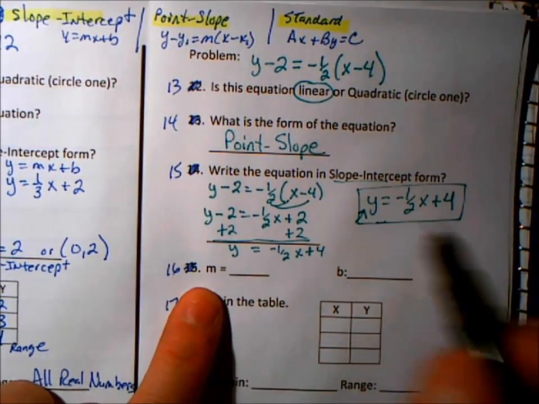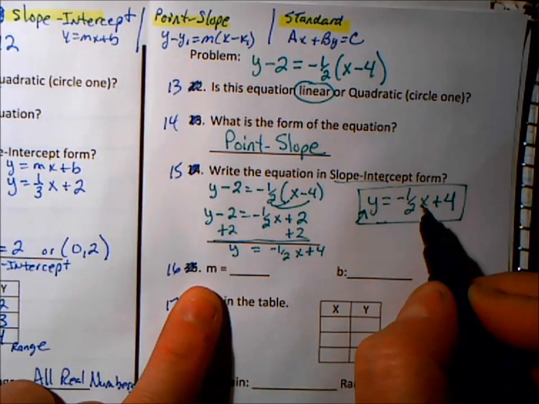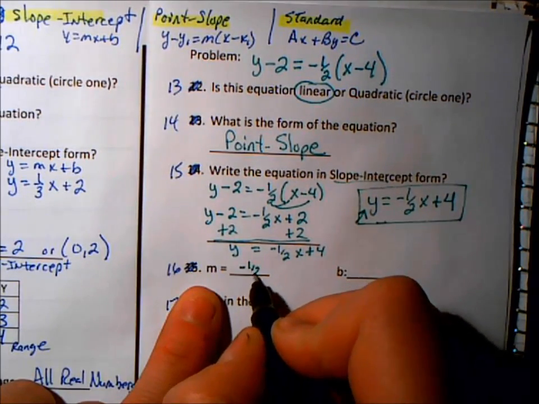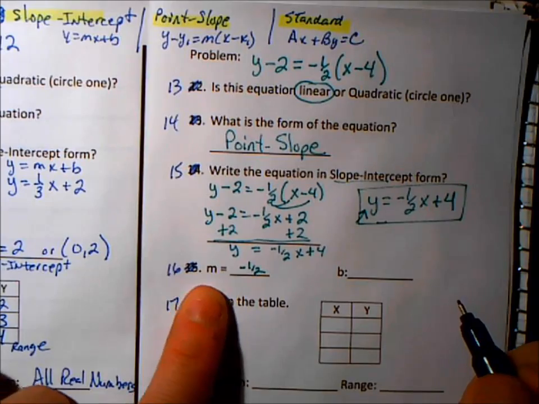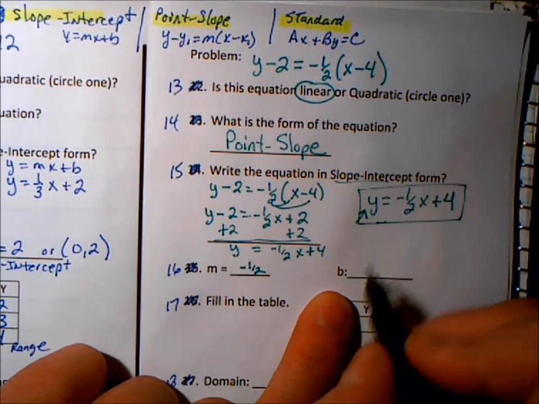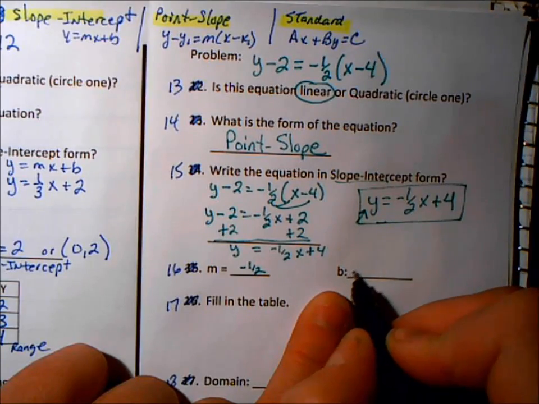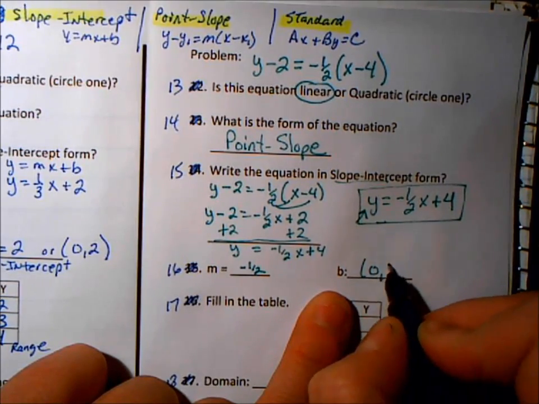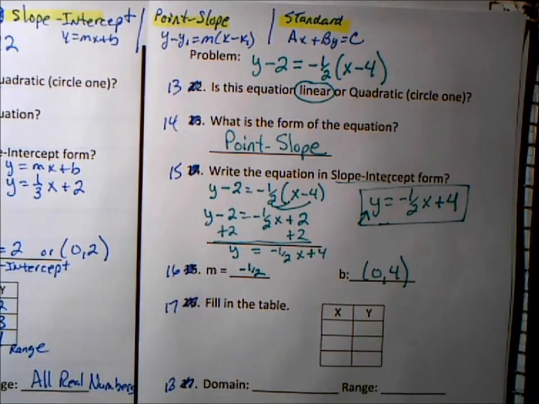On 16, they want me to identify the slope. Remember, the slope is always with the x, so that means this is negative 1/2. And then the b is the number that's by itself, the constant. So the b is, I'm going to write it as a coordinate, 0, 4.